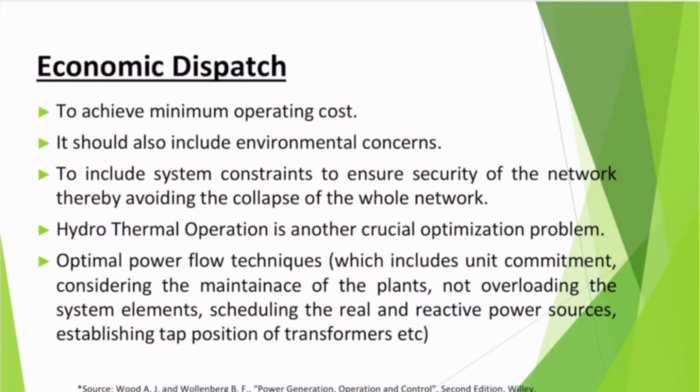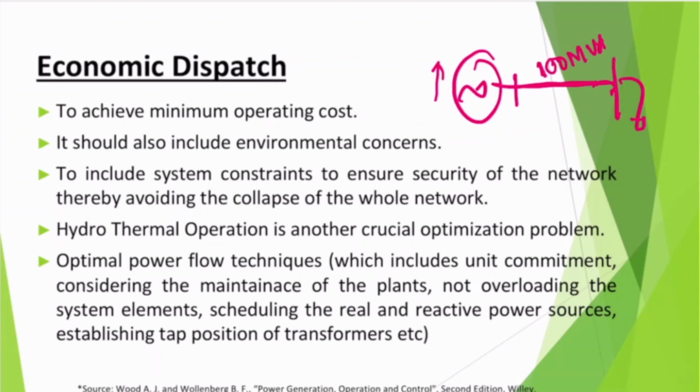Now, when you have networks, each and every transmission corridor has a certain limit to its power carrying capability. Say this is my generator, and it is connected through a transmission line to a load. If I keep on increasing the generator output to make it economical, but the transmission corridor is not capable of carrying it, imagine the capacity is 100 MVA, and I would like to produce 120 MVA of power, certainly we cannot carry it. So there is a violation of security.